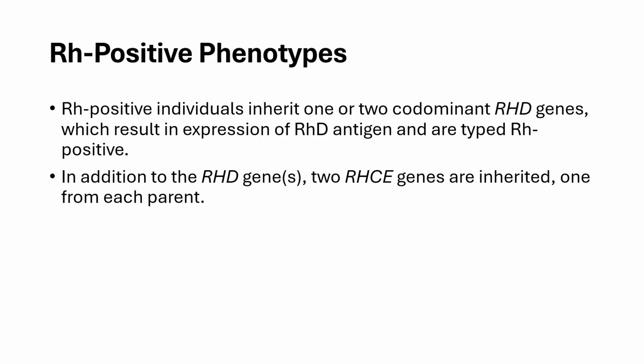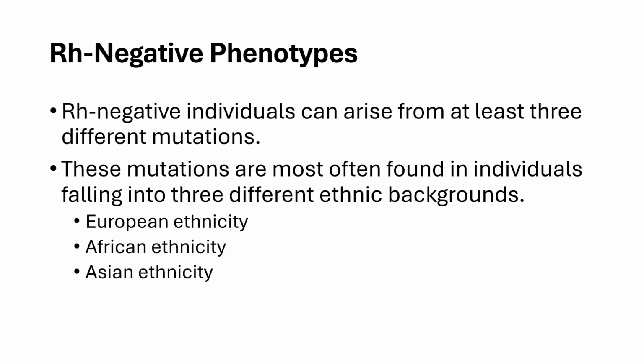Rh positive individuals inherit 1 or 2 codominant Rh big D genes, which lead to the expression of the RHD antigen and result in an Rh positive blood type. In addition to the RHD genes, 2 Rh big C big E genes are inherited, one from each parent. These Rh big C big E genes encode for the Rh big C big E proteins, contributing to the overall Rh antigen profile of an individual.